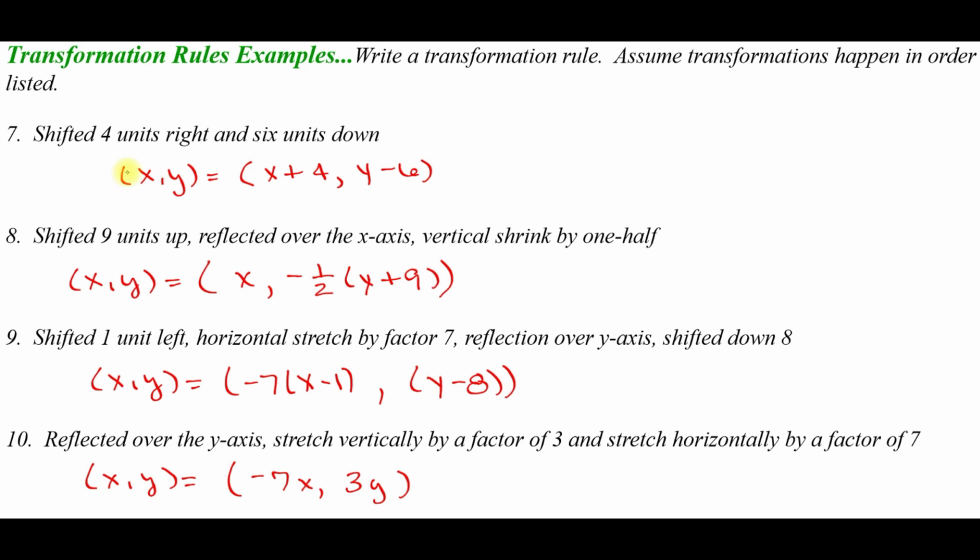So if we're shifting 4 units to the right, so that's x plus 4, and 6 units down, so y minus 6. Here we have a shift of 9 units up, reflected over the y or the x-axis, and a vertical shrink by 1/2. So we have no horizontal changes here, so the x just stays x. And then here we have a shift 9 units up, so y plus 9. The reflection over the x-axis puts the negative in front of the y, and then the vertical shrink by 1/2, so we're going to put that scale change factor there as well.